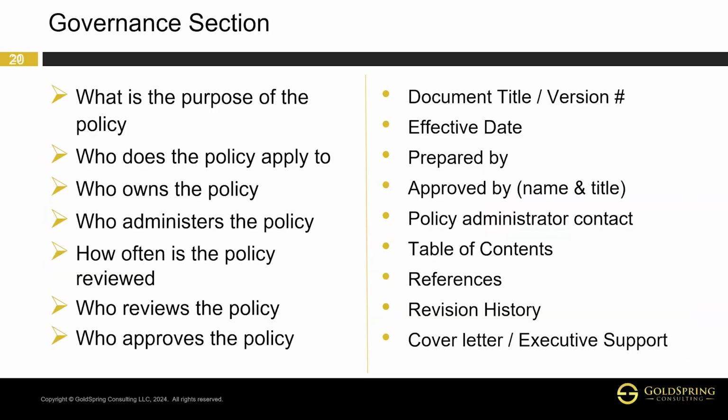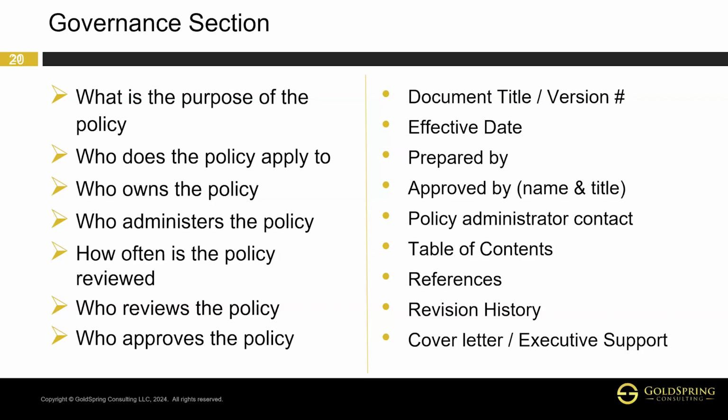Okay, so let's talk now about designing and building the policy. So first thing is the governance section. Every policy that we write needs some kind of governance section. And on the right, you'll see the things that you would expect to see in the governance section, right? You expect to see a nice cover page with the title, effective date, who it's prepared by, who approved it, the policy administrator, who's the key contact, table of contents, references, a revision history, and maybe even a letter or a message of executive support. Those are the kind of things you would expect to see maybe on the front page or as an intro to the document. It depends in what format it exists.